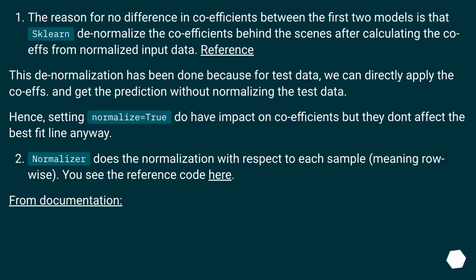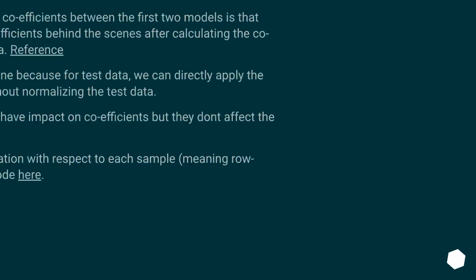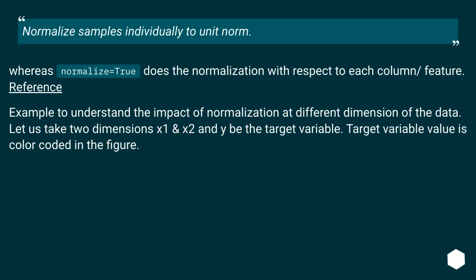Normalizer does the normalization with respect to each sample, meaning row-wise. You see the reference code here. From documentation: normalize samples individually to unit norm. Whereas normalize equals true does the normalization with respect to each column/feature.